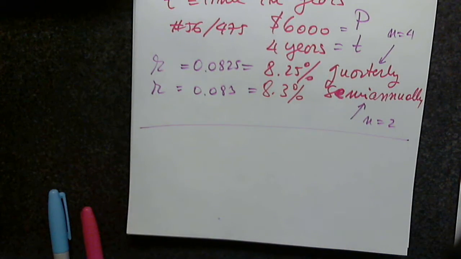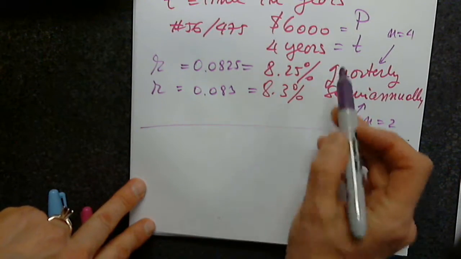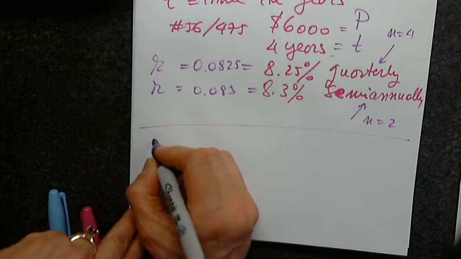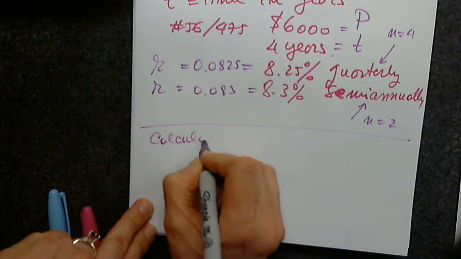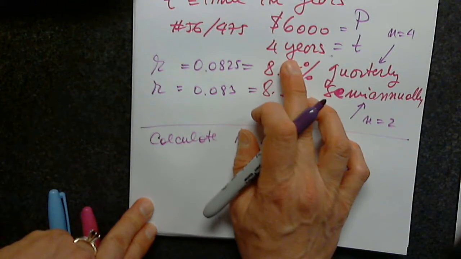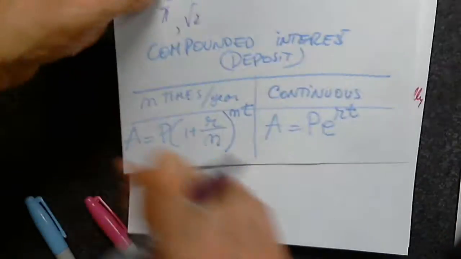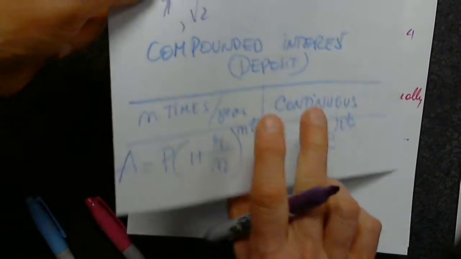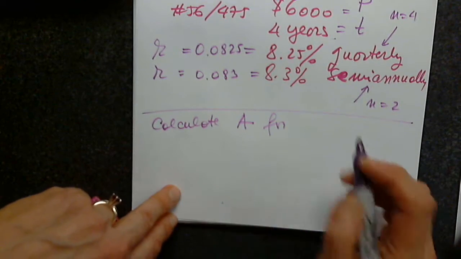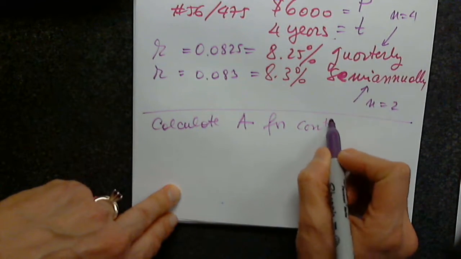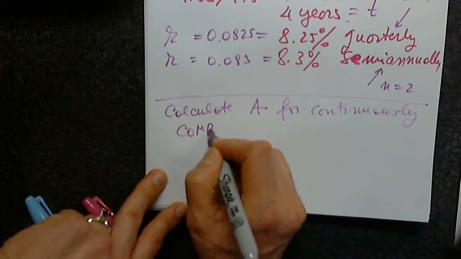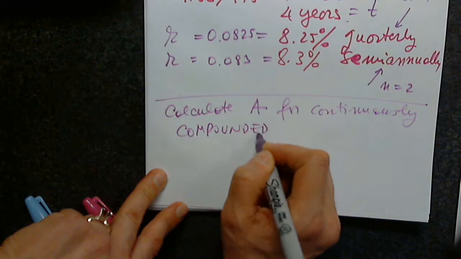And I'm going to add here another question. Just calculate what happens in 4 years continuously. Not compared to anything, but I'm just adding here, calculate A for 4 years continuously. So using this formula. Okay? Not to compare. I just want to introduce this so we don't have to go back to it. For continuously compounded interest.